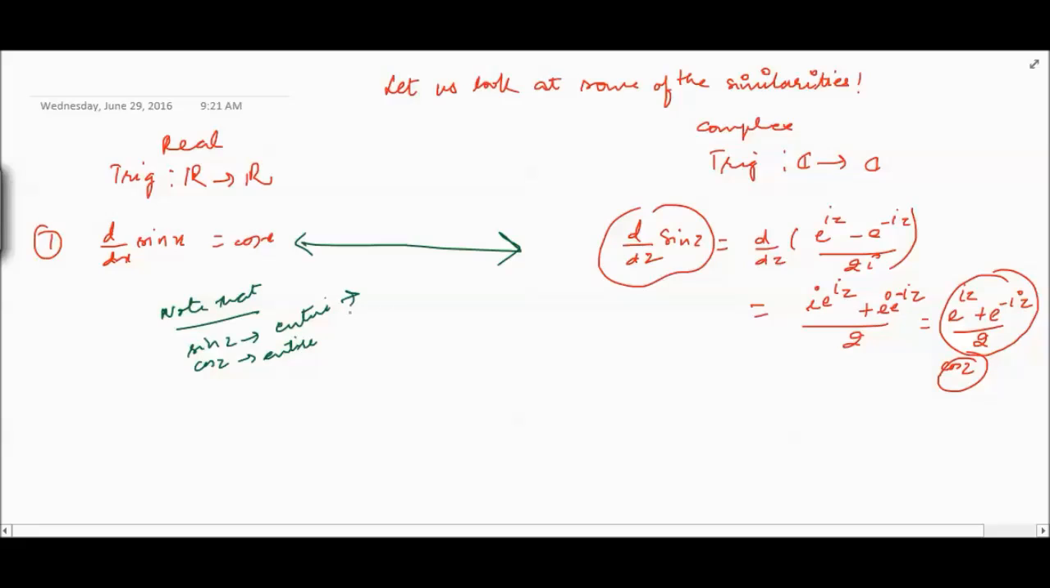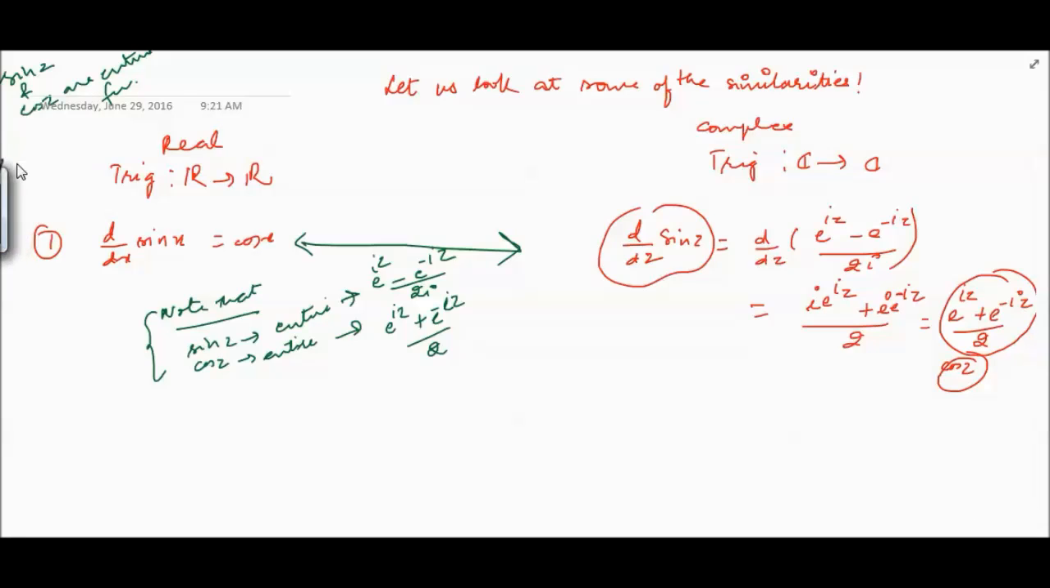Why? Because in the definition of sin z we are using only e^{iz}, and that too in the numerator. We know that e^{iz} is analytic everywhere, therefore sin z is analytic everywhere. Similarly cos z is analytic everywhere. So these two functions are entire functions. You have to note that sin z and cos z are entire functions, but this is not true for tan z or cosec z, because we have something in the denominator that we will look at later. So this is the first similarity.